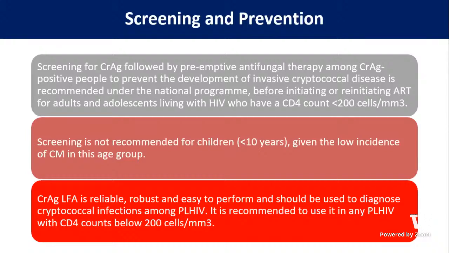However, screening is still not recommended for children less than 10 years because of the low incidence of CM in this age group. And like I said, serum CRAG lateral flow assay is reliable, robust, easy to perform, and should be used in centers where it is available. And in any PLHIV with less than 200 cells, it should be used before you initiate ART. Next.